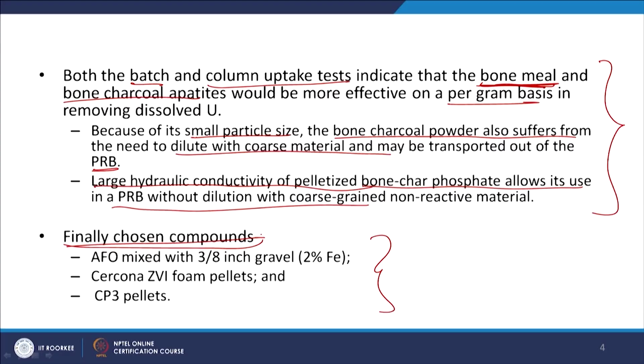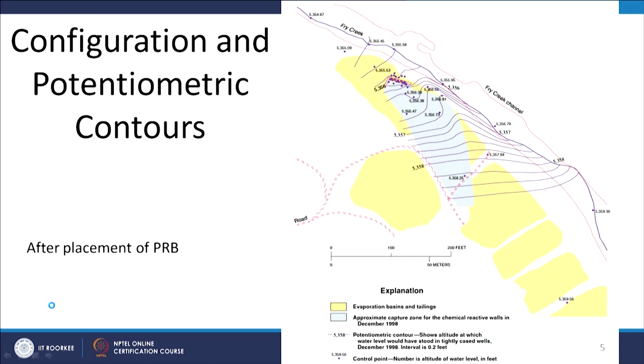So based on the relevant test, they chose one material for each of these three kinds of process that we talked about. These are the finally chosen compounds, and here you see the actual placement of the relevant PRB, as you can see out here in the PRB, right.